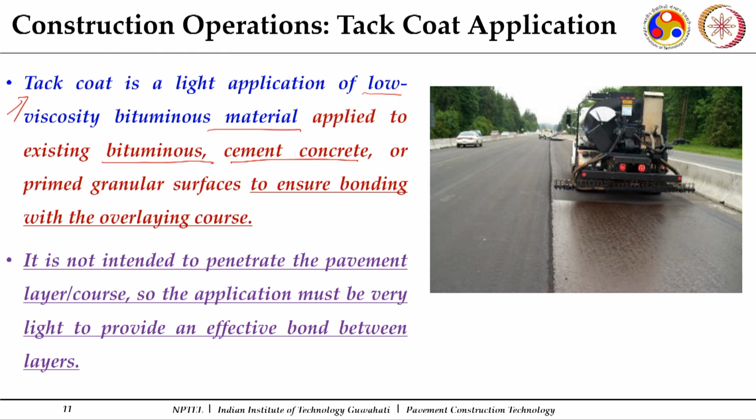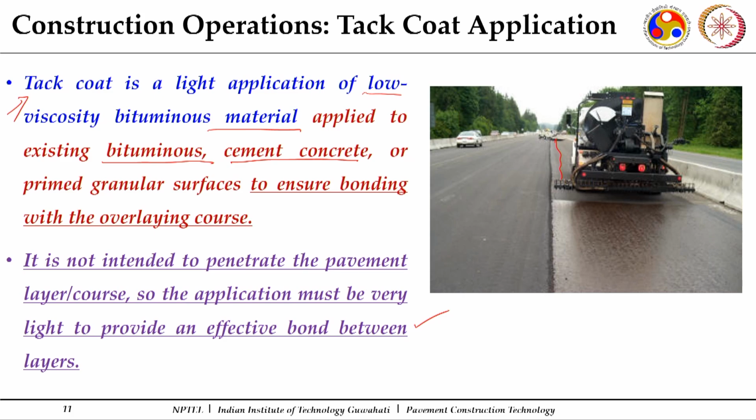Already we are considering that the existing surface is an impermeable sealed surface. So, it is not intended to penetrate the pavement layer course. So, the application must be very light, specifically to provide an effective bond between the layers. That is the only purpose. So, you can see this is an existing bituminous surface over which an application of your tack coat is going on.